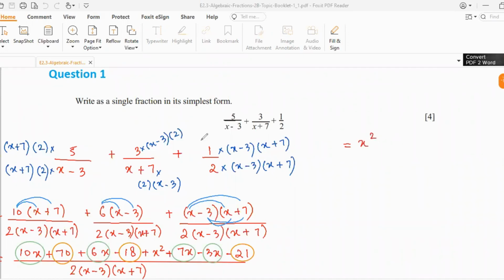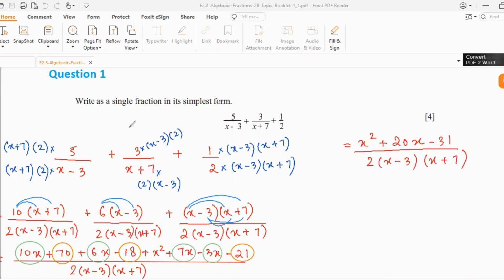So x squared, 10x plus 6x is 16x. 7x minus 3x is 4x, so 16x plus 4x is 20x. And negative 18 minus 21 would be negative 39. And 70 minus 39 would be 31. Divided by 2 times x minus 3 times x plus 7.